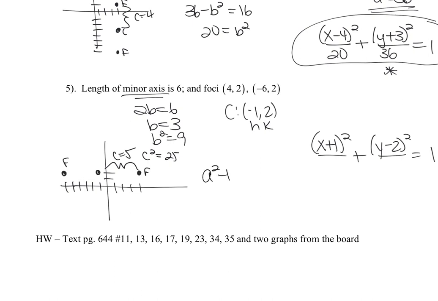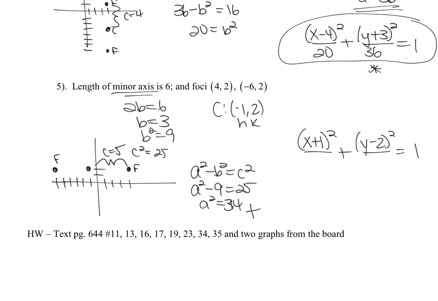So finishing up, a squared minus b squared equals c squared. This time, I don't know what a squared is, so we'll be solving for a squared. I'll add 9 and get 34. And so that is going to be my larger number, which is left or right, so that's going to be under my x. My smaller number, my b squared, which I already knew was 9, goes underneath my y, my minor axis.